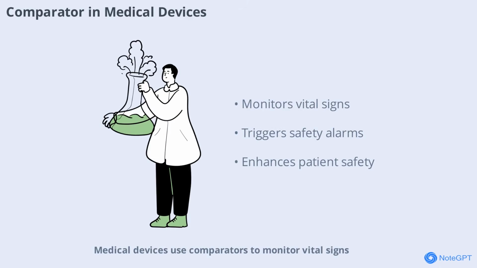Medical devices use comparators to monitor vital signs and trigger alarms when readings exceed safe limits. For example, a heart rate monitor may use a comparator to detect abnormal pulse rates. This ensures timely intervention and enhances patient safety in healthcare settings.